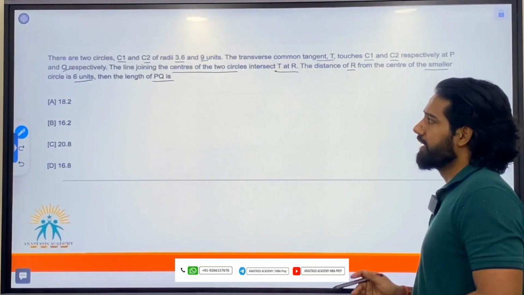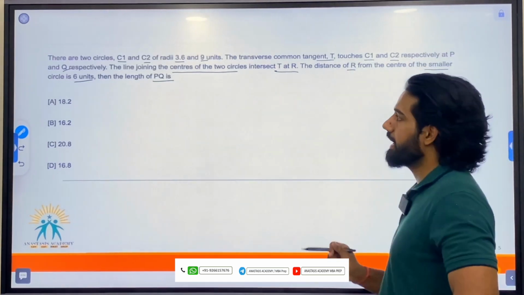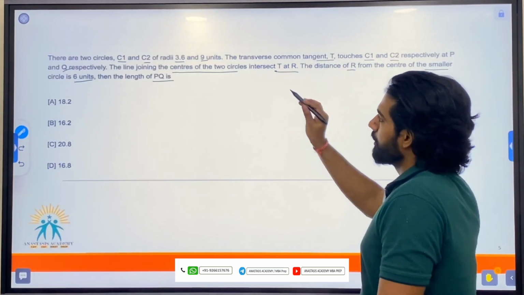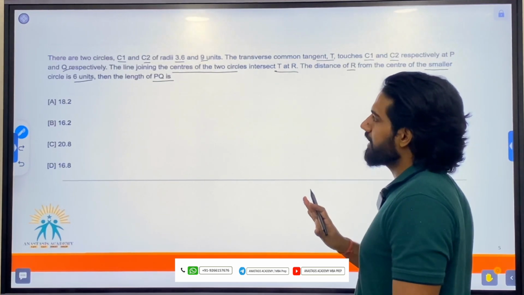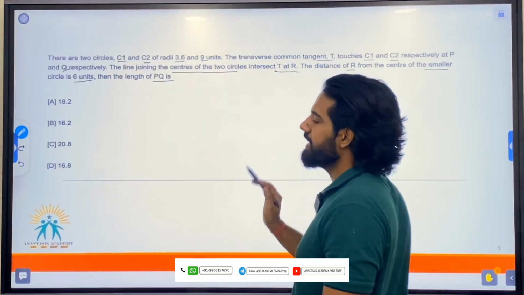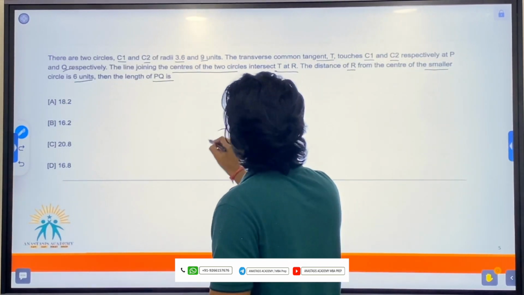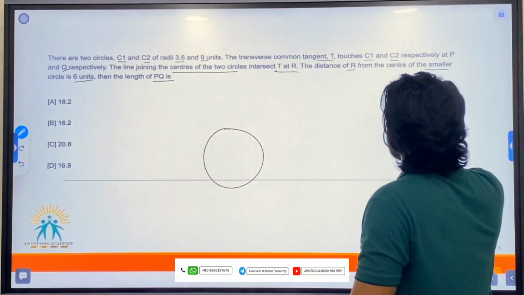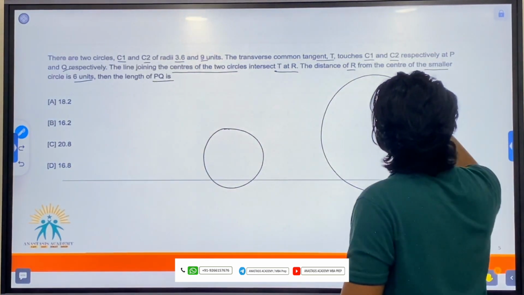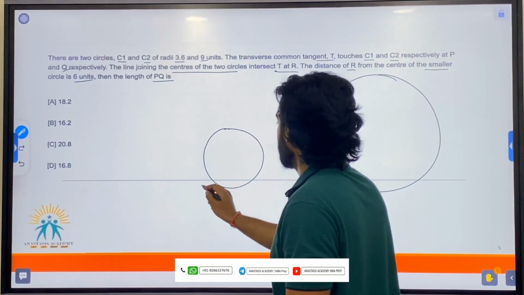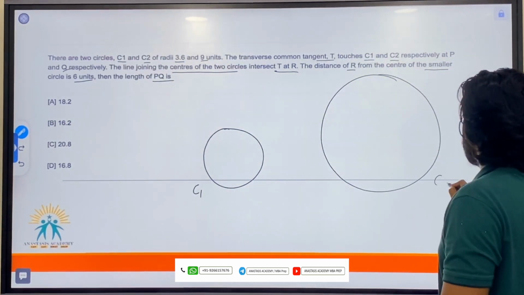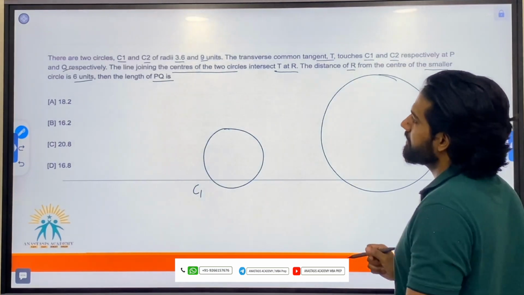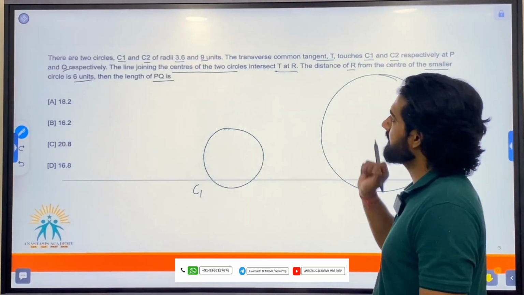First of all, let's just make the diagram for this problem. So C1 and C2 are two circles having radii 3.6 and 9. This is circle C1 and this is circle C2. And these two circles have radii of 3.6 and 9.